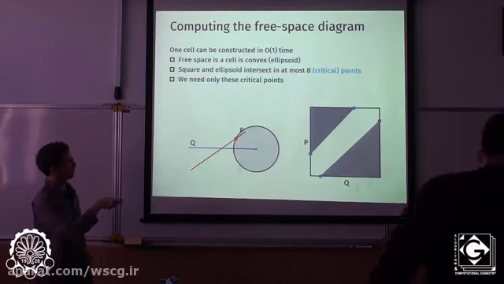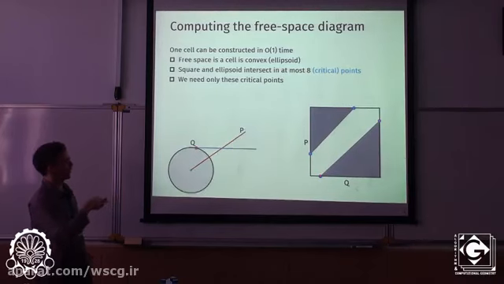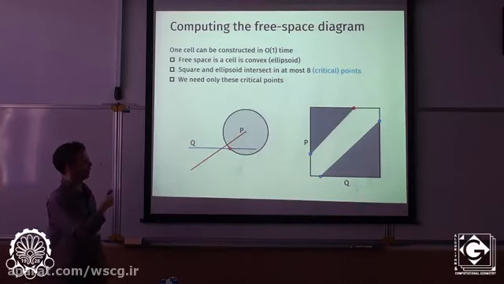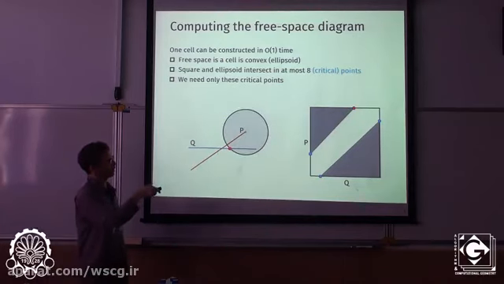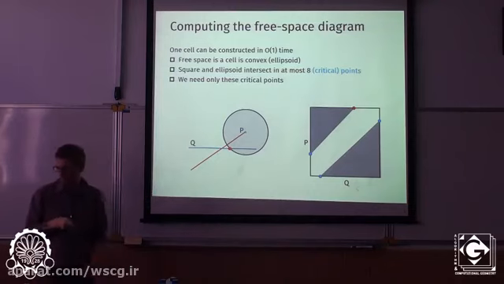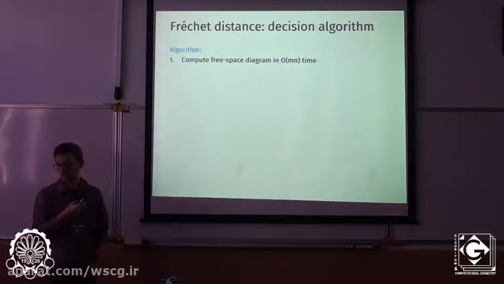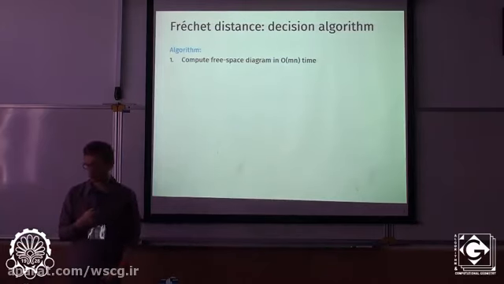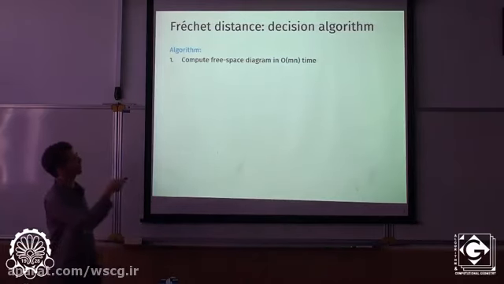Then this point corresponds to that point on P, and so essentially it is just four calculations that I need to do to find those 4 points. So I can do that in constant time, and that means that I can compute the free space diagram in quadratic time. So if my curves have complexity m and n, I can do that in order m times n time.